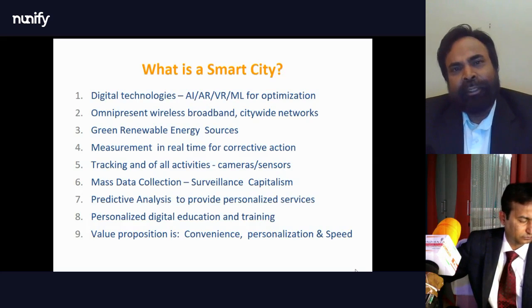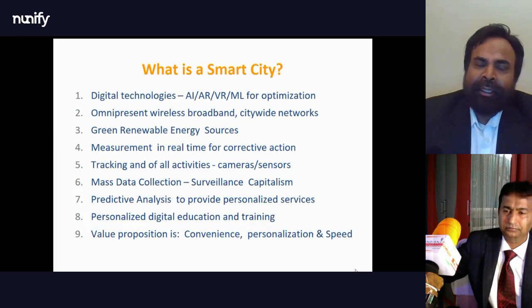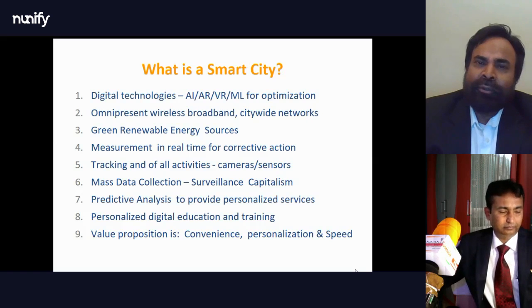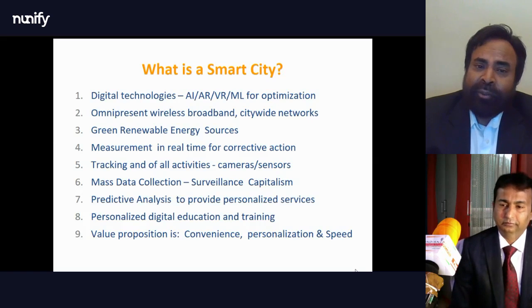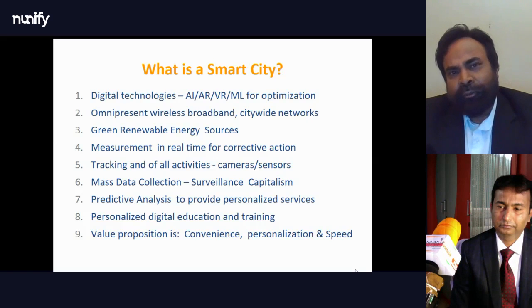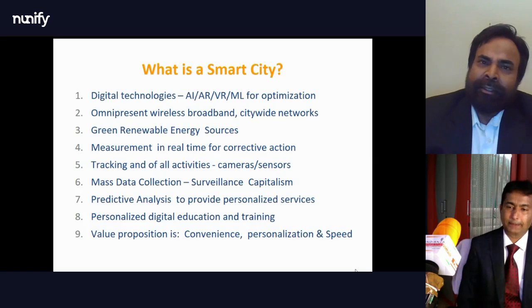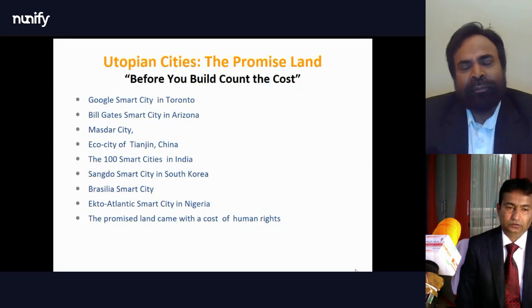So you don't need to go to school. You can learn everything on mobile devices and understand how to repair things, how to learn new things and access. Number 9, value propositions: it gives you convenience. It gives you personalization of services that you need. It also gives you the speed. But there's also cost to it, which we're going to talk about.